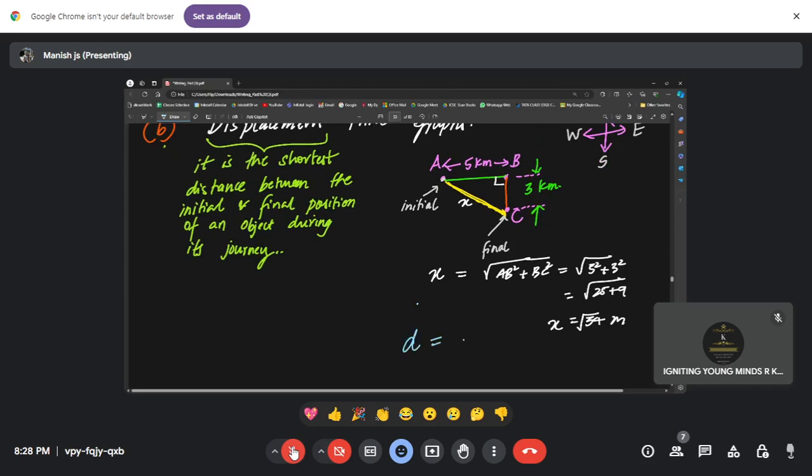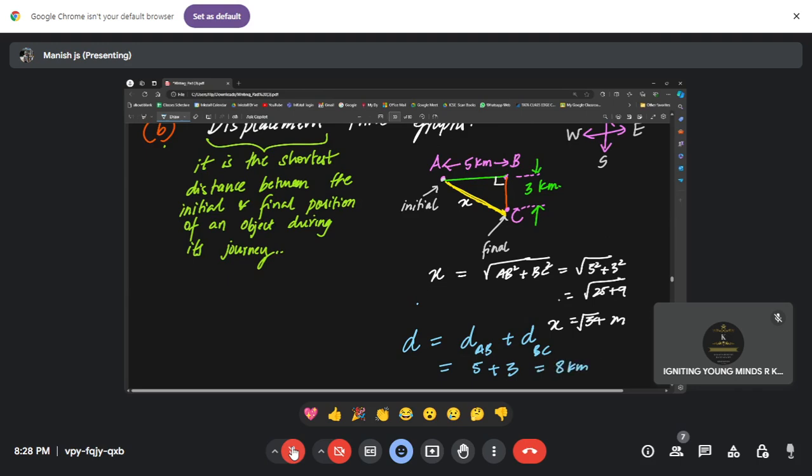If you say distance traveled, so remember, distance traveled is the total path length traveled by an object. That means you take into consideration the entire path the object has traveled. In this case, my object is Rahul. So he traveled from A to B, and then finally he traveled from B to C, right? To reach C ultimately. So distance traveled is equal to distance traveled by Rahul from A to B plus distance traveled by Rahul from B to C. That gives me the total distance traveled by Rahul, which is 5 plus 3 kilometers. You get the answer as 8 kilometers.